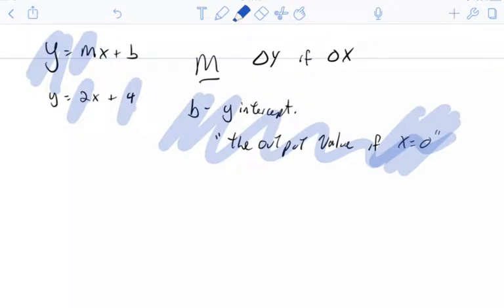If the number is really big, it means a little bit of change in x is going to cause a great big change in y. If m is a really small number, it means that if you change x by a little bit, y is going to change by an even smaller number. Okay, more on that later.